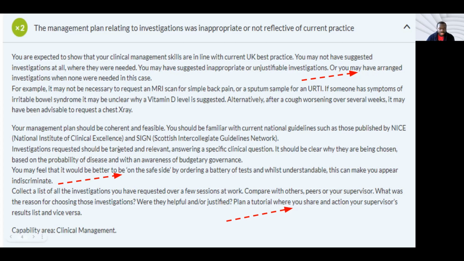Let's go down to the next highlighted points there. You may feel that it will be better to be on the safe side by ordering a battery of tests, and whilst understandable, these may make you appear indiscriminate. So you can see that you may just want to be on the safe side. You want to play it safe. And you just say, let's just get a chest X-ray, let's just get an X-ray of your knee because I suspect this could be osteoarthritis.